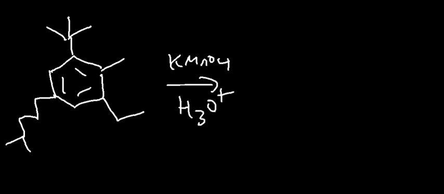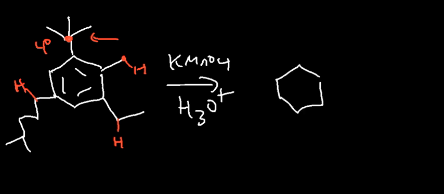Let's go back to KMnO4 with H3O+. Let's say we have a tert-butyl group, a methyl group, an ethyl group, and this long chain isopropyl group. If you add potassium permanganate with H3O+, all of the substituents, all of the carbon atoms will be oxidized, except this one. This carbon has no benzylic hydrogens. It's quaternary. This carbon has a benzylic hydrogen, this one too, and this one too. All of the other structures will be oxidized. So this is going to be the product of this reaction.